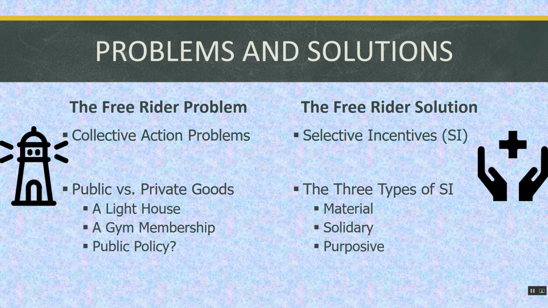The next major type of selective incentive or benefit is the solidary benefit. Solidary benefits are the social, professional, and psychological gains that we derive from surrounding ourselves by like-minded individuals. For instance, networking is a type of solidary benefit.